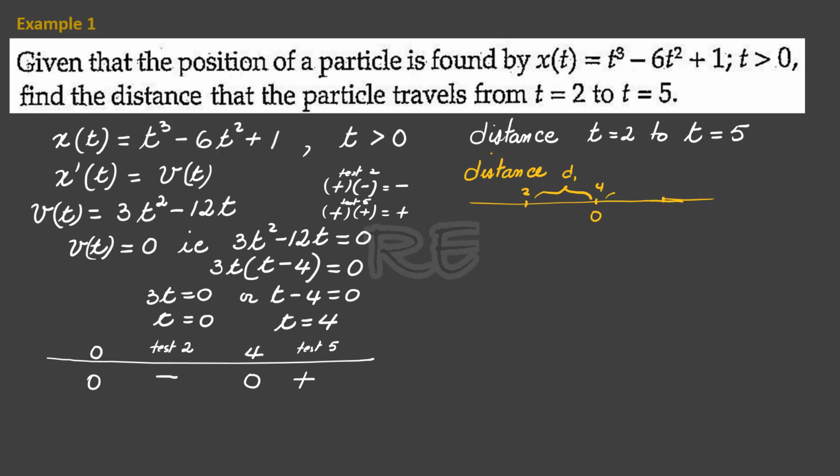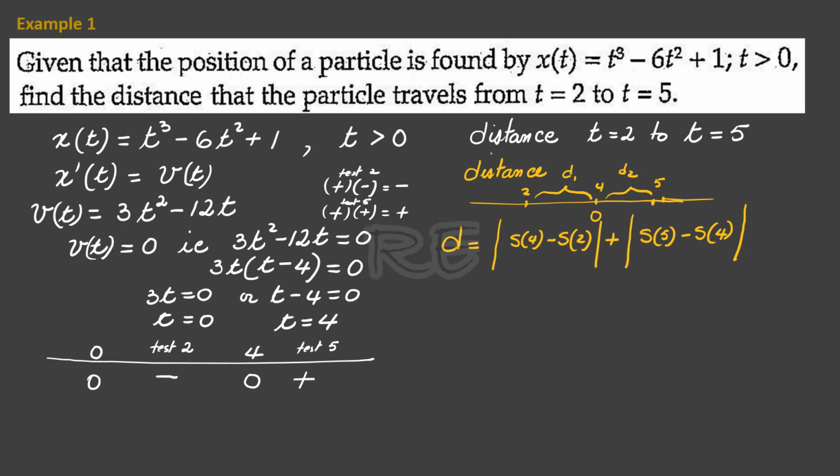So it's going to be from 2 to 4. Let's call it the first distance, and then from 4 to 5, which is the second distance. So the total distance will be s of 4 minus s of 2, position of 4 minus position of 2 in absolute value, and then the absolute value of s of 5 minus s of 4.